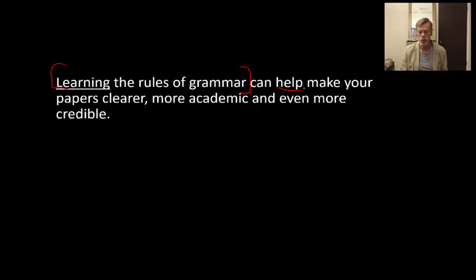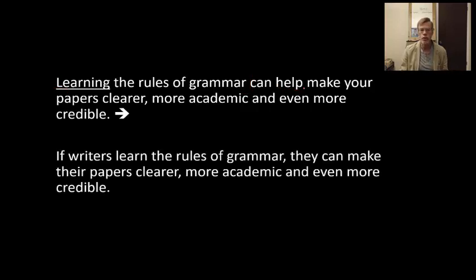What we want to do is take that zombie noun, learning, and turn it back into a verb. If we do that, then we're going to have to bring in a character, the one doing the learning. So we can transform this sentence as follows. If writers learn the rules of grammar, they can make their papers clearer, more academic, and even more credible.